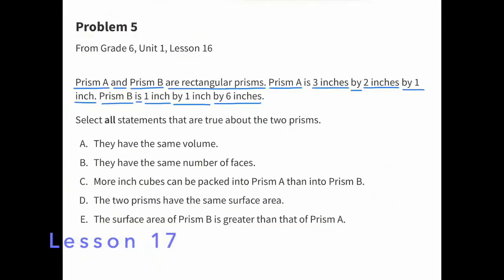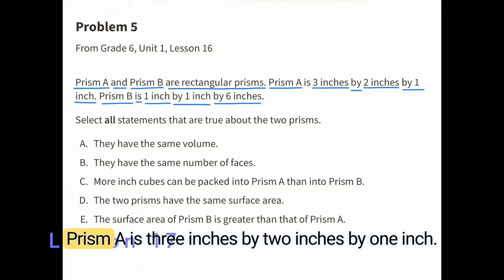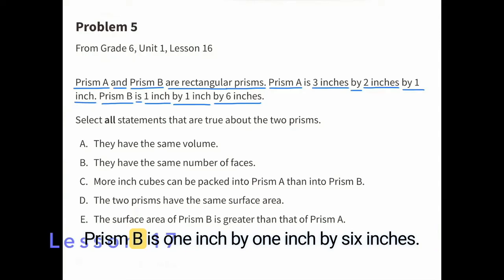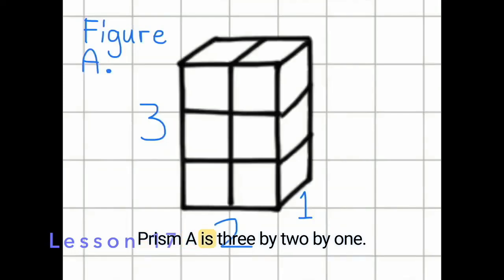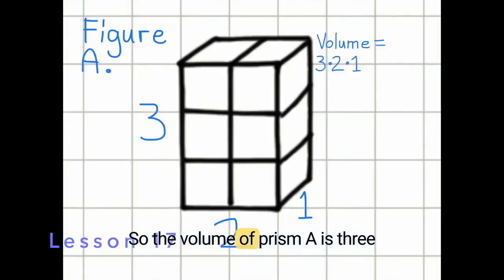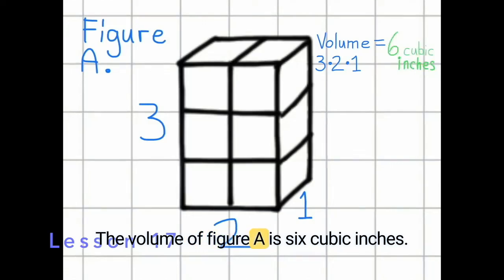Number 5. Prism A and Prism B are rectangular prisms. Prism A is 3 inches by 2 inches by 1 inch. Prism B is 1 inch by 1 inch by 6 inches. Select all statements that are true about the two prisms. Prism A is 3 by 2 by 1. So the volume of Prism A is 3 times 2 times 1, which is 6. The volume of figure A is 6 cubic inches.